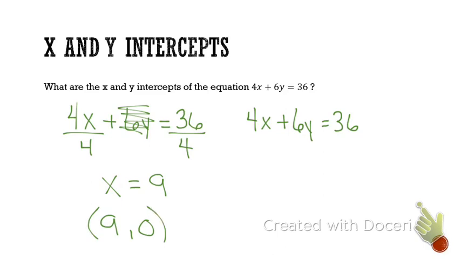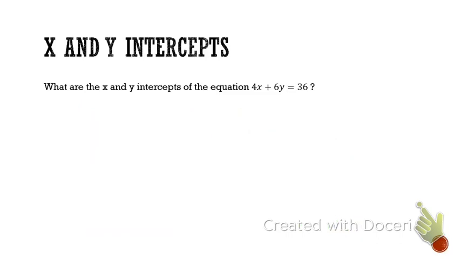All right, and then for your Y intercept, plug in 0 for X, divide by 6, and Y equals 6. So your Y intercept would be 0, 6. All right, so simple enough on that one.